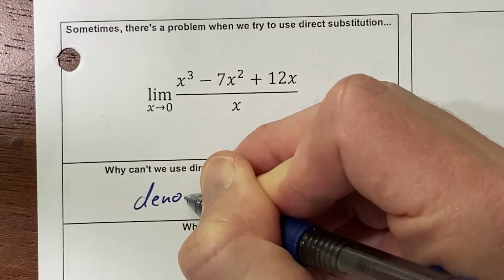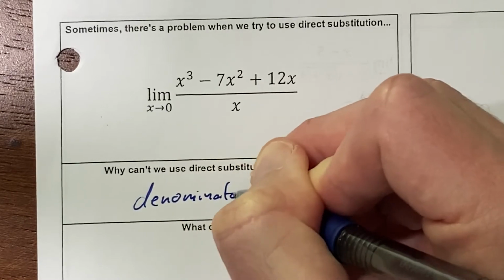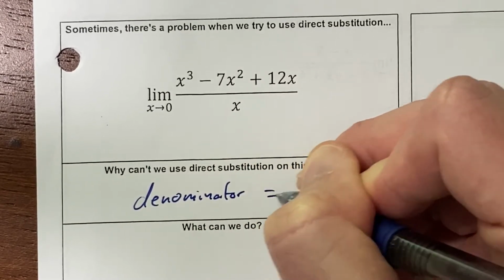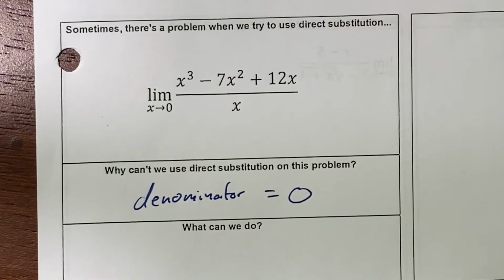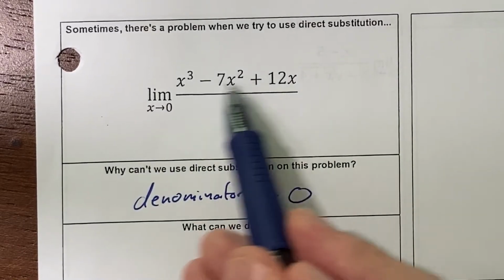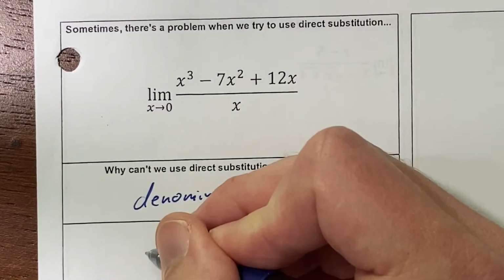The denominator would equal 0, and that's a problem. What can we do about it? Well, up top I'm noticing a common factor, so let's say factor.